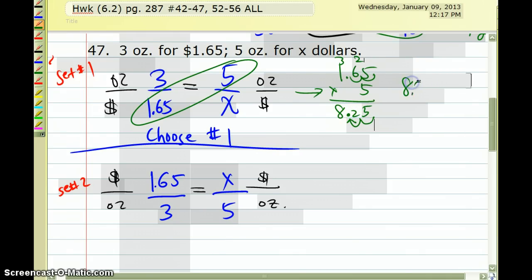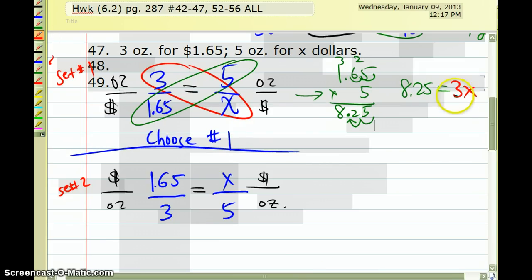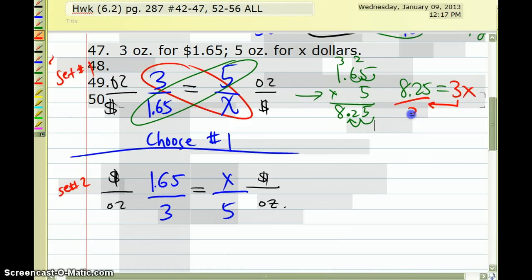That means 825 is going to equal the other side that I cross multiply, 3x. Then I'm going to take the 3, divide that with the 825. So looking at that fraction, I know that the number on the top goes into the box, or top in, bottom out. So 825 goes in, 3 goes out.